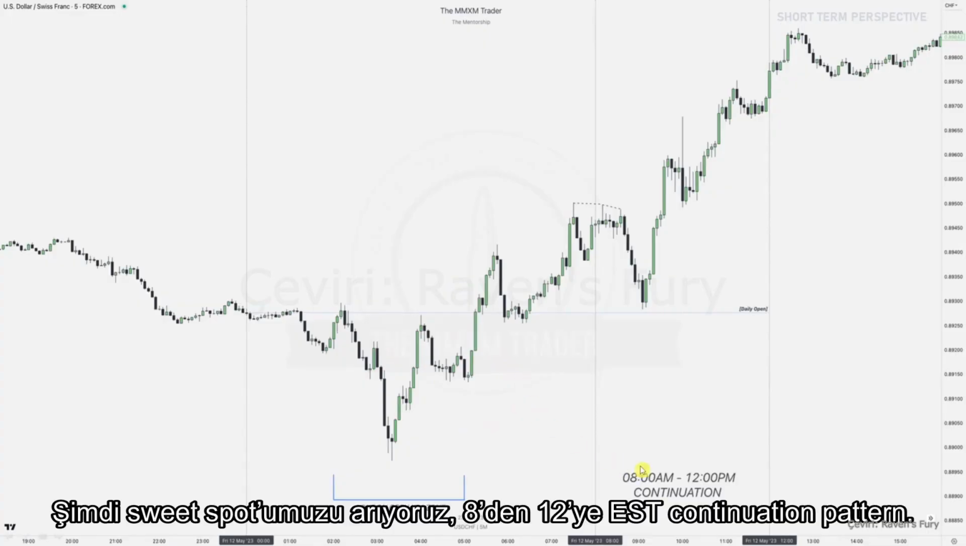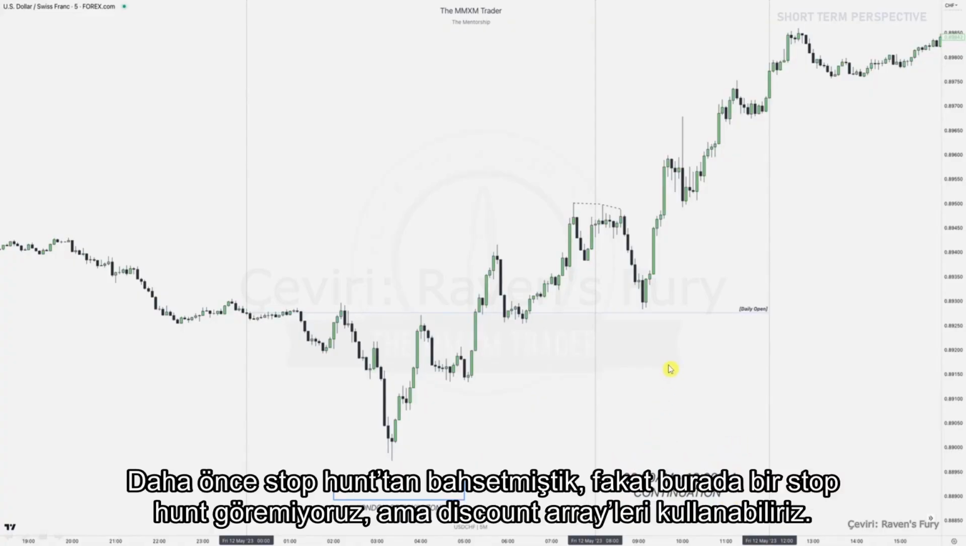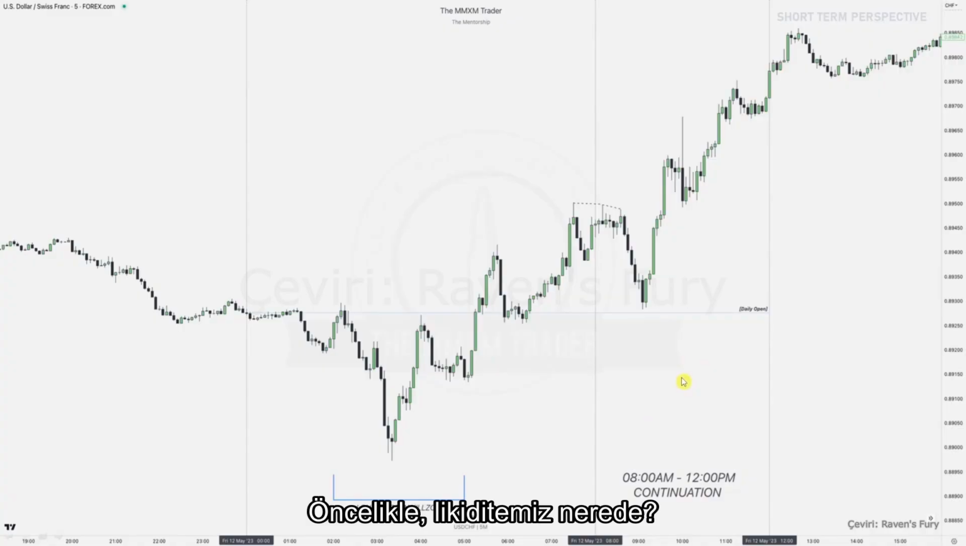Now we look for our sweet spot, right? 8 a.m. to 12 p.m. EST, continuation pattern, right? So earlier we talked about a stop hunt, but we cannot see a stop hunt right over here. But we can use discount arrays, right? So first of all, where is our liquidity?